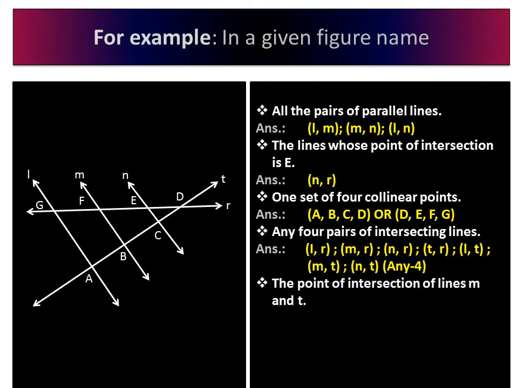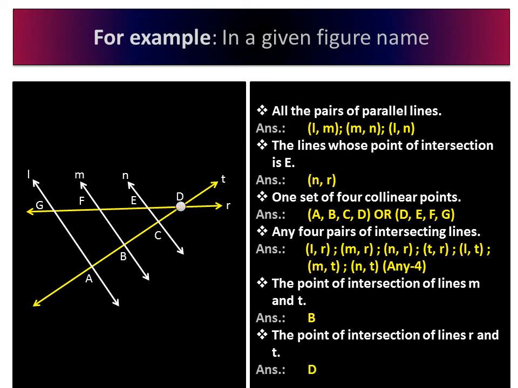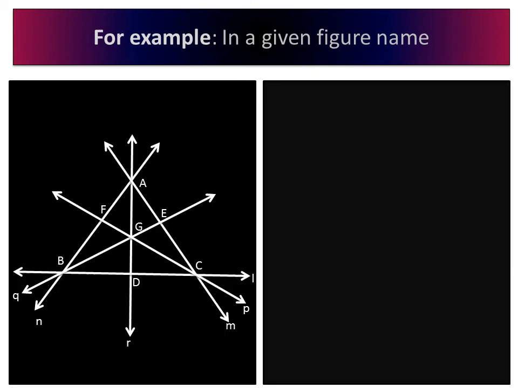For the next question, in a given figure, name the point of intersection of lines M and T, and the answer is point B. Okay, for the last question, in a given figure, name the point of intersection of lines R and T, and the answer is D. Hope you understand this example.